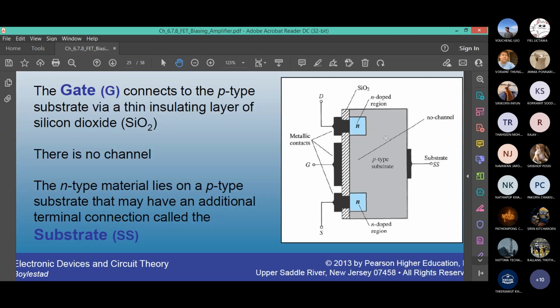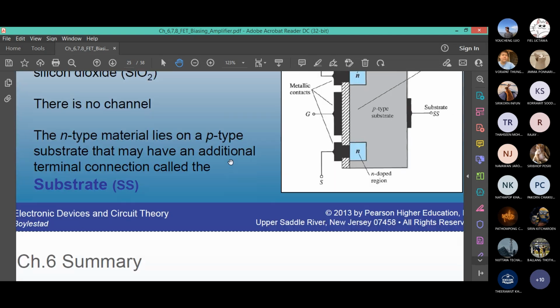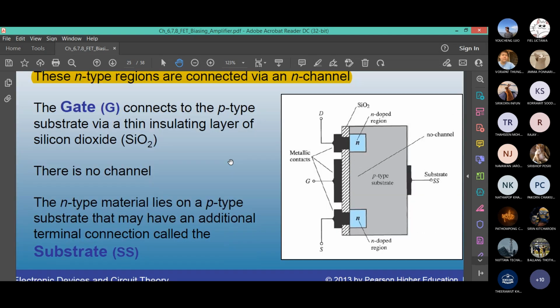N-type materials lie on a P-type substrate. They may have the additional terminal. So again, the substrate terminal, which is SS, this one is optional. It may be there, it may not be there, but you definitely need the three terminals: gate, source, and drain. Those three are a must. Any questions?